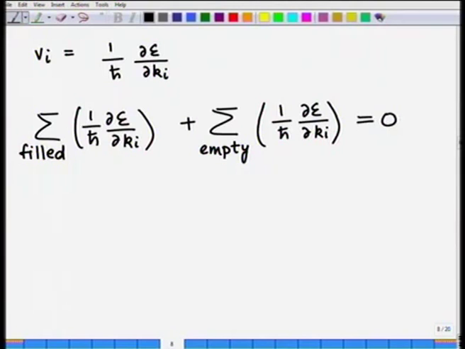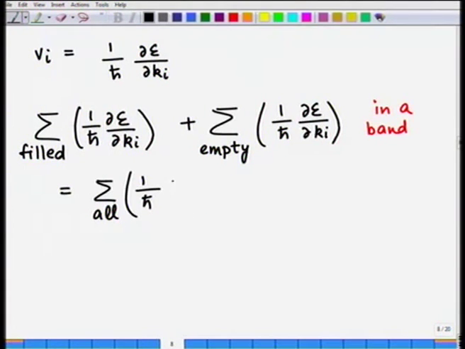This quantity should be equal to 0. Why? Remember, what I am carrying out is essentially this is equal to, or I should write even one more step before I do this. I should write this as over all the K states in a band, this should be equal to 1 over h bar del E by del Ki, and that quantity should be equal to 0.